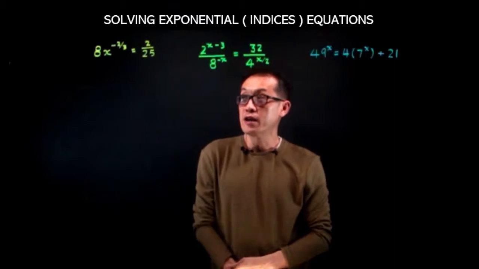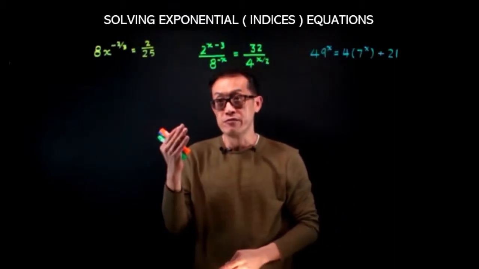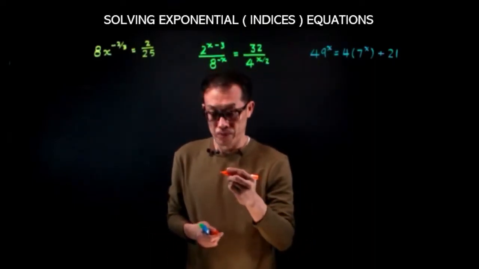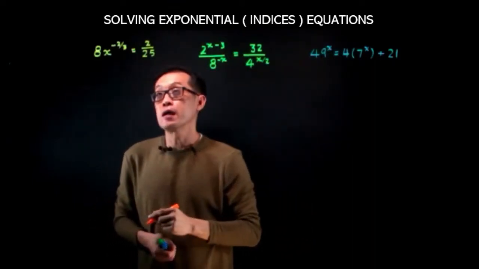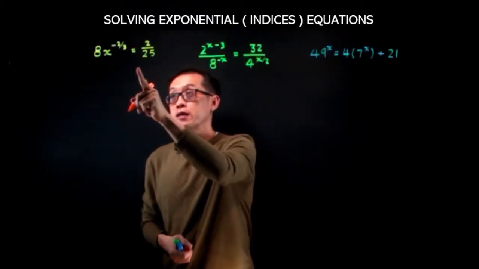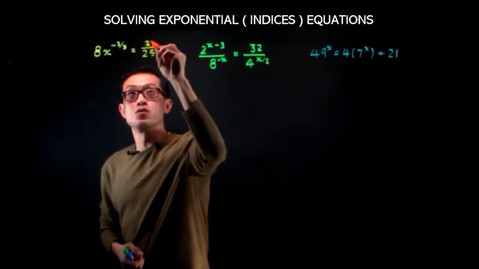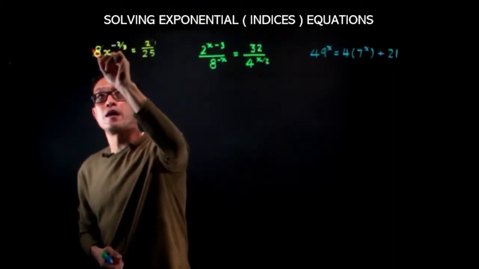Today we will be learning how to solve equations involving indices. Question 1. Now look at this, the 2 and the 8 we can simplify. So you are left with 1 and here you've got 4.